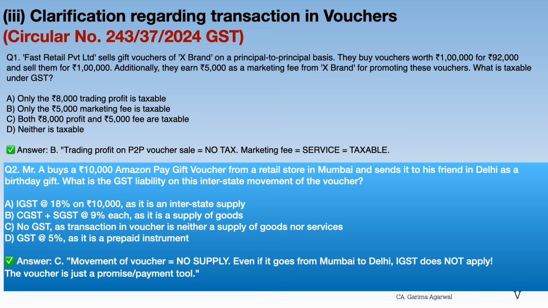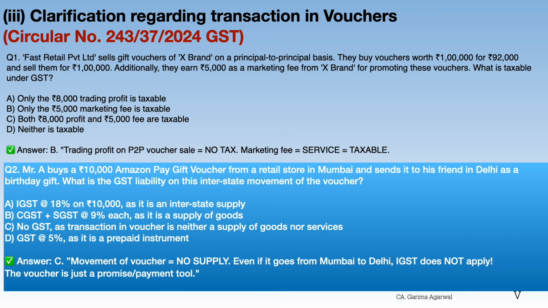Now question 2. Mr. A buys a 1,000 rupees Amazon gift voucher from a retail store in Mumbai and sends it to his friend in Delhi as a birthday gift. What is the GST liability on this interstate movement of the voucher?